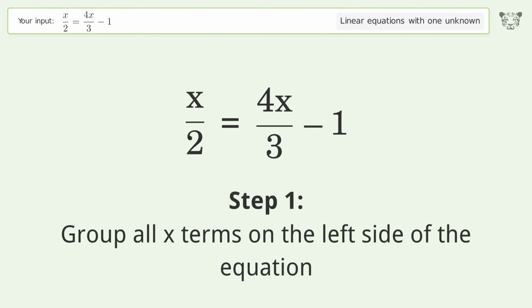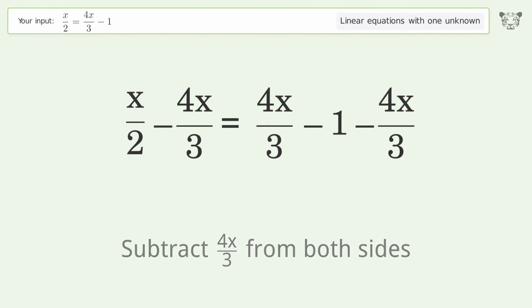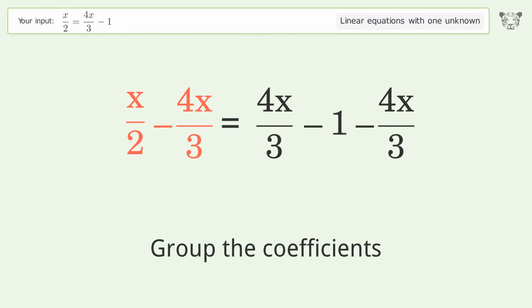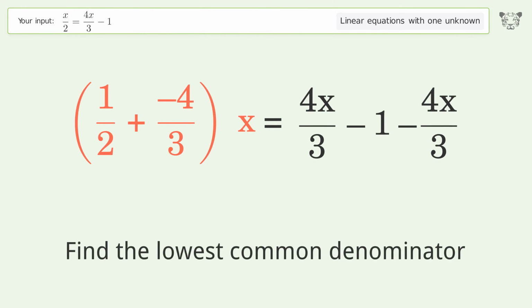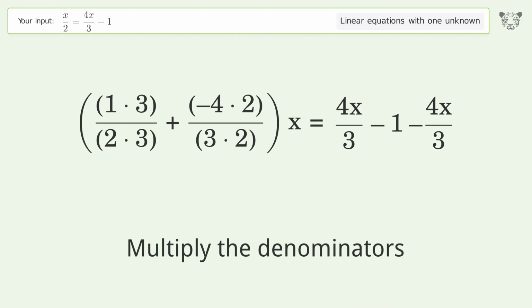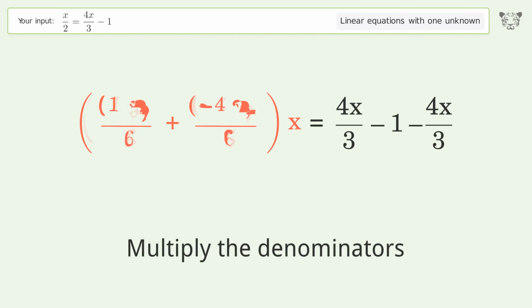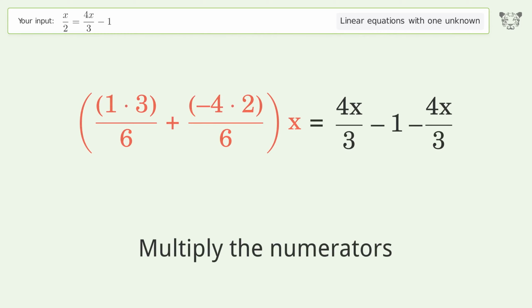Group all x terms on the left side of the equation. Subtract 4x/3 from both sides. Group the coefficients. Find the lowest common denominator. Multiply the denominators. Multiply the numerators.